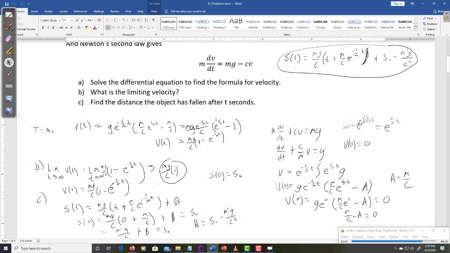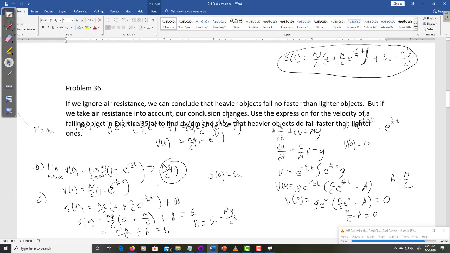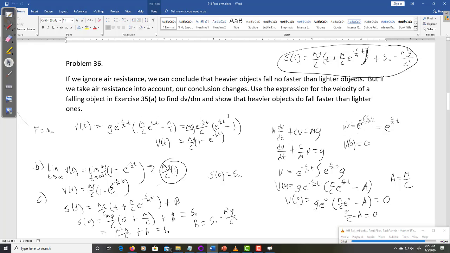That's all of this problem, but we're going to continue by talking about number 36. It says if we ignore air resistance, we can conclude that heavier objects fall no faster than lighter objects. But if we take air resistance into account, our conclusion changes. So use the expression for the velocity of a falling object, which we've got right here, to find dV/dm and show that heavier objects do fall faster than lighter ones.